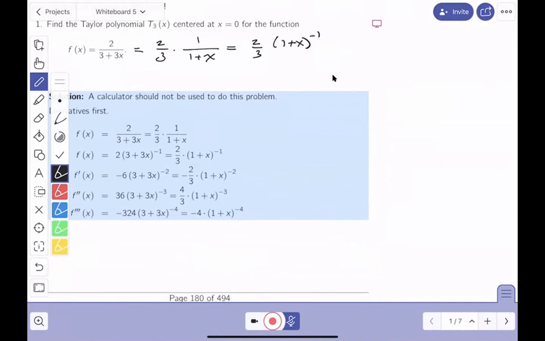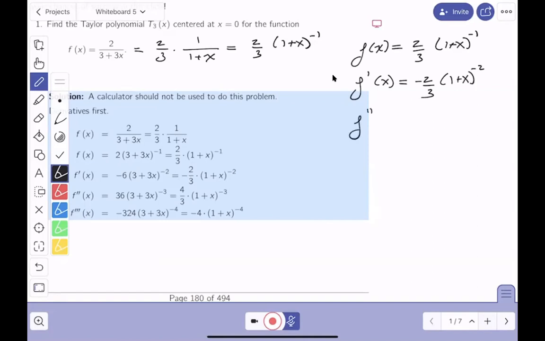Now, someone says, why would you go through that trouble? Because I have to differentiate it multiple times. All right. So I'll write down the derivatives one at a time. So if f of x is equal to 2/3 (1 plus x) to the minus 1, f prime would equal minus 2/3 (1 plus x) to the minus 2.